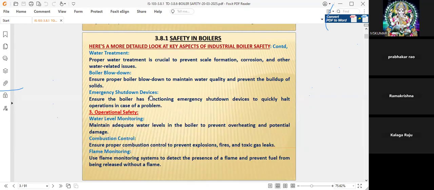The emergency shutdown device is also important, where we ensure the boiler has functioning emergency shutdown devices to quickly halt operation in case of an emergency. The steam drum wall, the mud drum wall, the feed water wall, the liquor functioning wall, ID fans, and FD fans are crucial, critical equipment for the boilers, where we need to always see that standbys are there, overall ones are there.